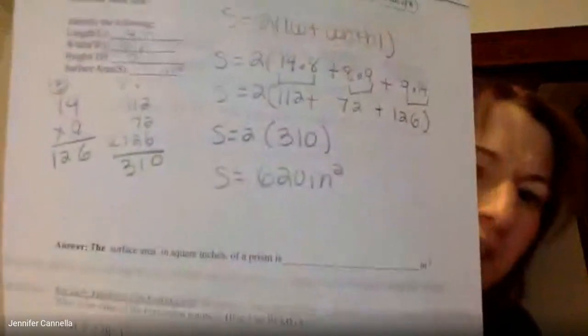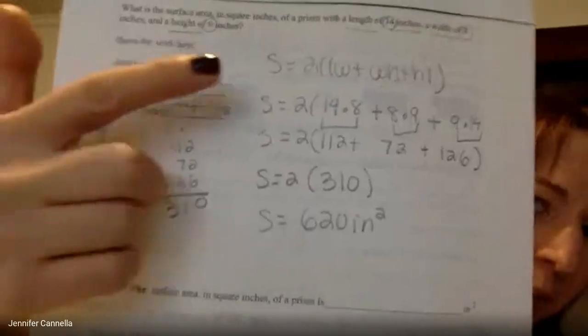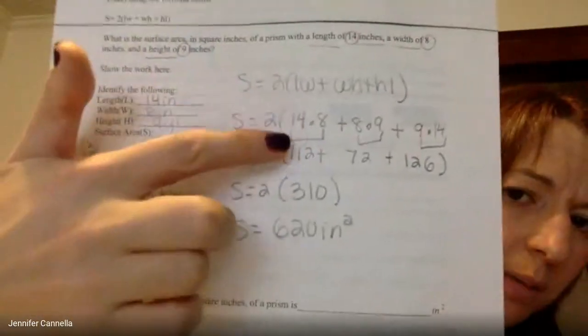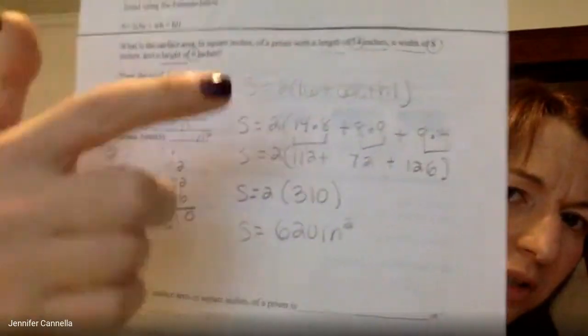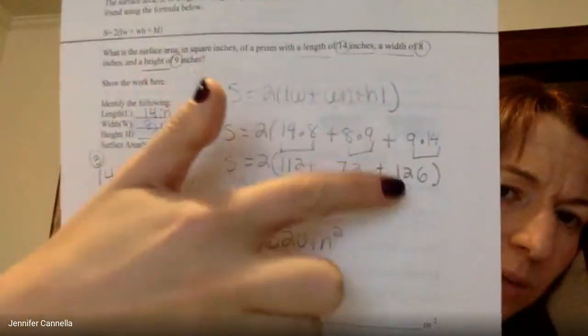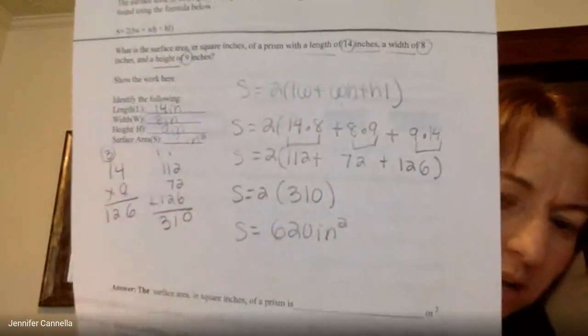So mute yourself because I hear talking. 620 inches squared. That is the answer. Again, we chunked out length times width, put the numbers, found the answer. We multiplied width times height, put the product. We multiplied height times length, we put the product, we found the sum, and then we multiplied by 2 to get the product. Okay, let's move on.